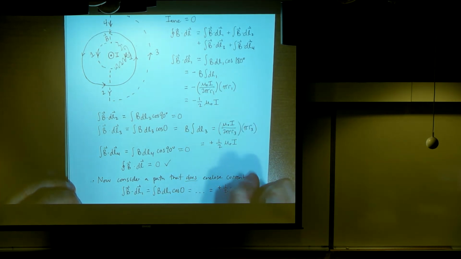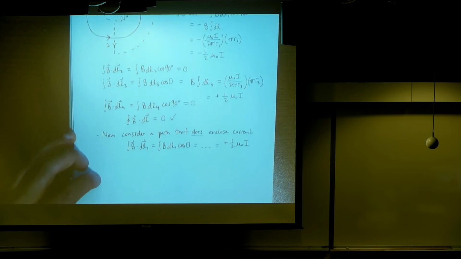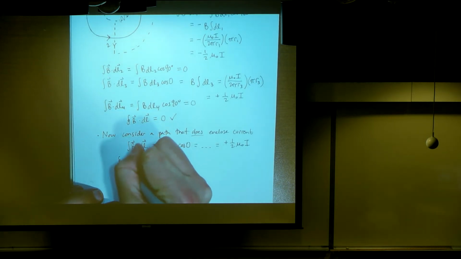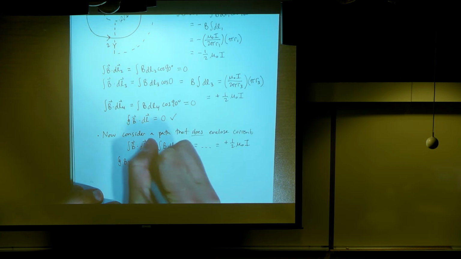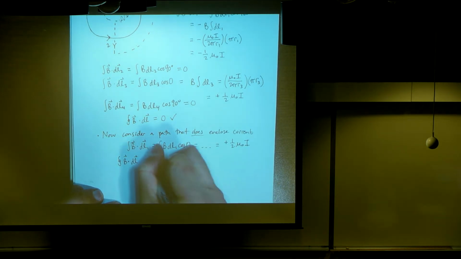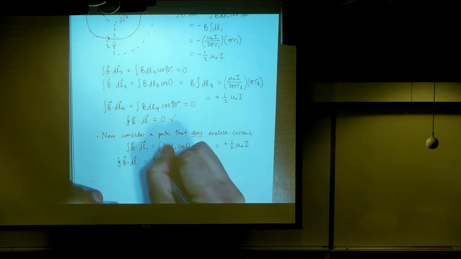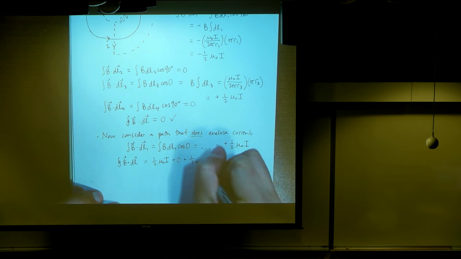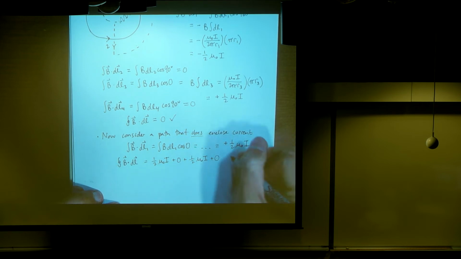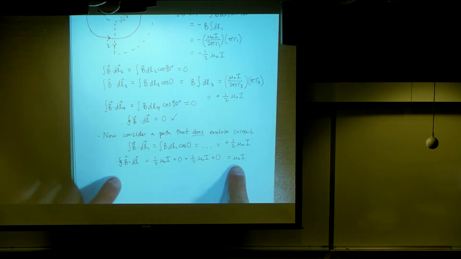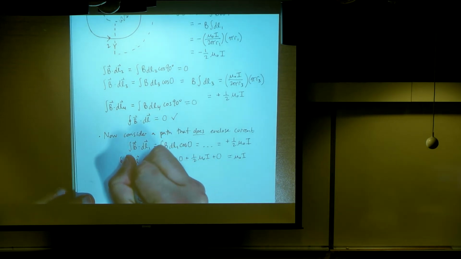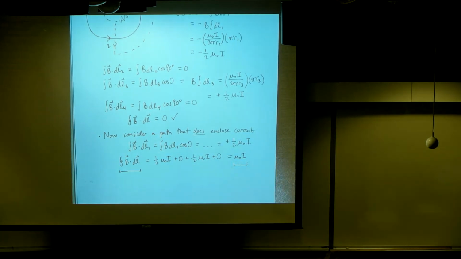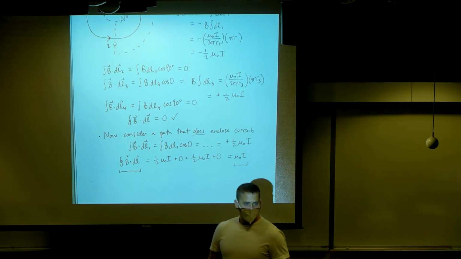Positive 1/2 mu naught I. All right? So now that we are enclosing this current, the integral of B dot dl over the entire path is going to be, well, now I have 1/2 mu naught I plus 0 plus 1/2 mu naught I plus 0, which is mu naught times I. Okay? That's Ampere's law right there. The integral of B dot dl equals mu naught I. That is what Ampere's law says. Okay? So we just derived it.